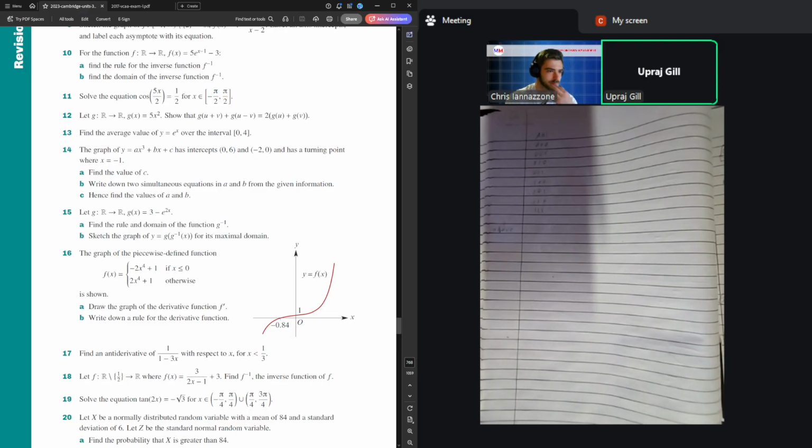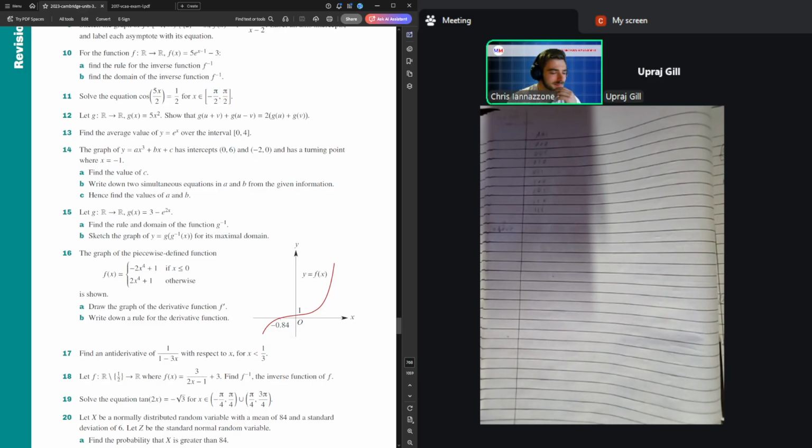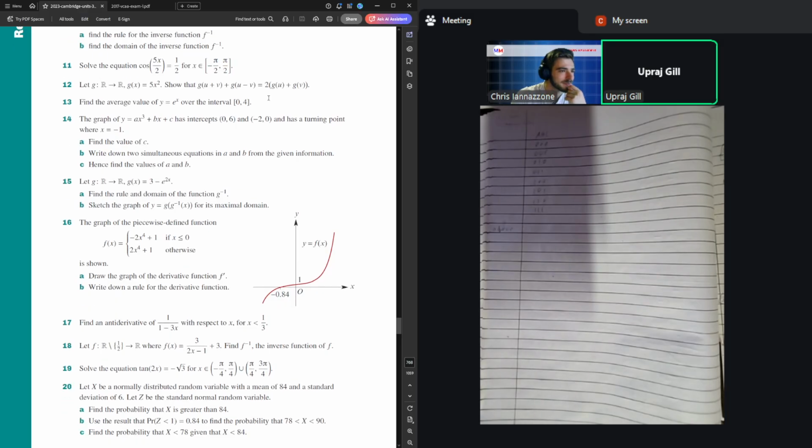Find the domain of the inverse function. Okay, so that's going to be the range of the original. Yes, and that exponent has a range from negative 3 to infinity. Sure does. So that's going to be the domain for f inverse. Absolutely. Yeah, well done.